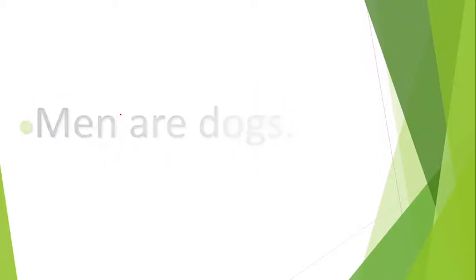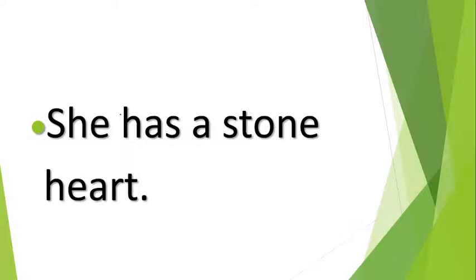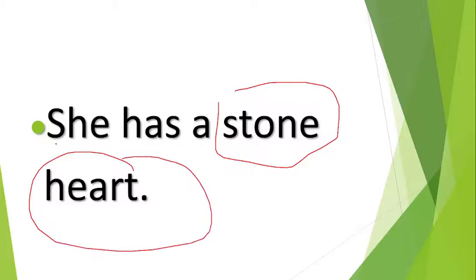The next one is she has a stone heart. The heart of the subject is being directly compared to a stone. So what are the characteristics of a stone? Hard, strong. Because of it, we are able to imagine how cold the heart of the subject is. We'll come up with the idea that she is hard to please, hard to move, or cold-hearted.